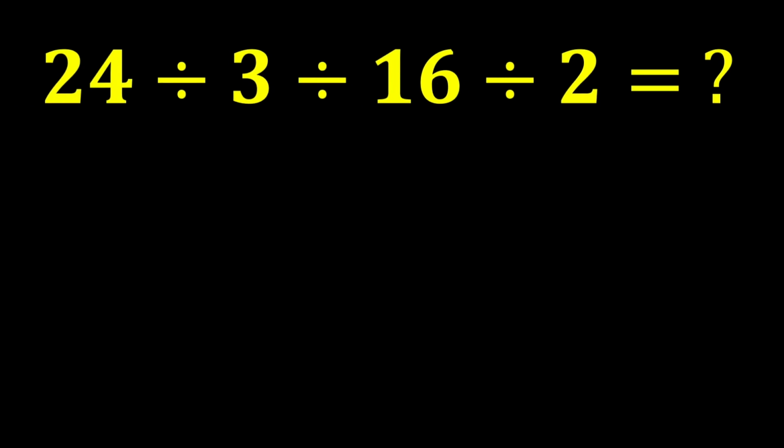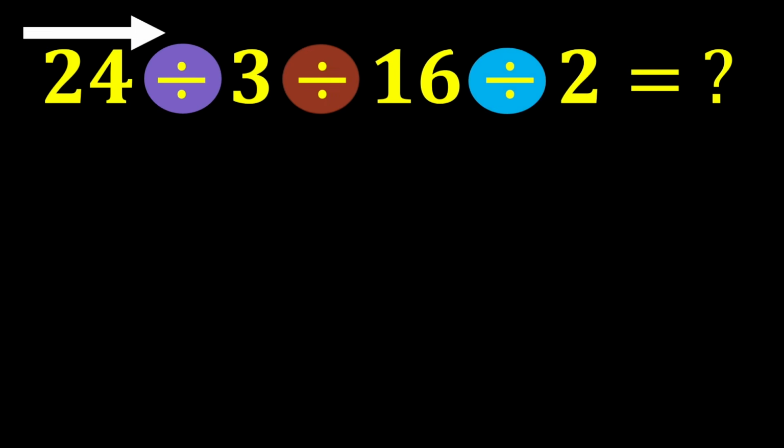24 divided by 3 divided by 16 divided by 2. In this expression, there is more than one division, and since divisions have equal priority, we move from left to right and perform the divisions in order. First this division, then this division, and finally this division.